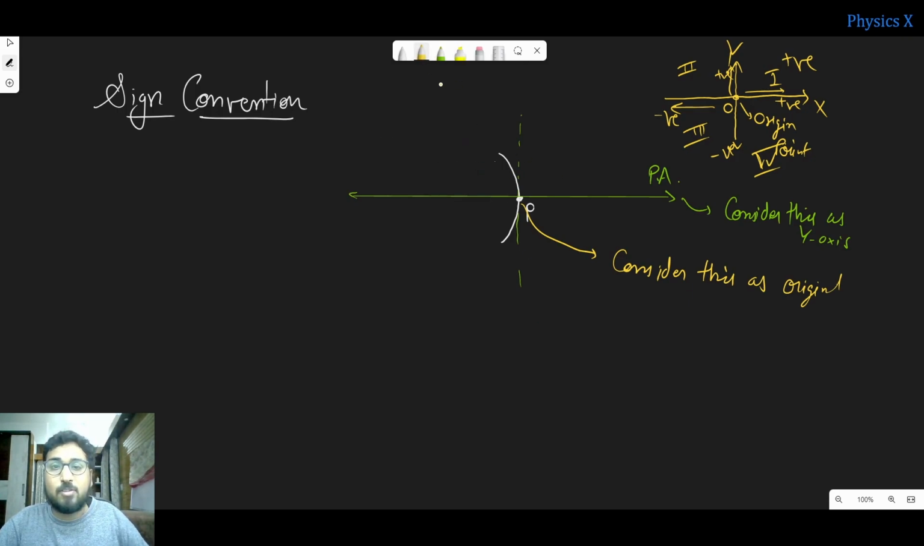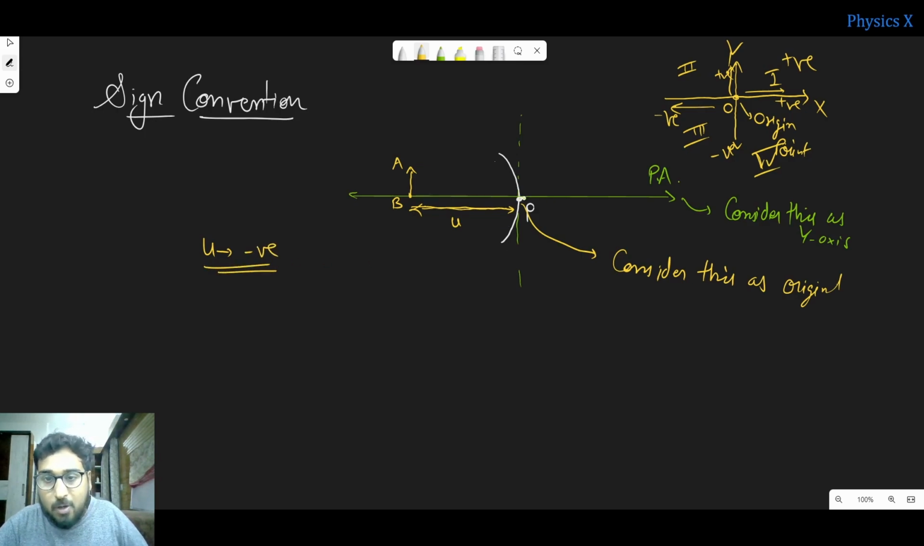So any distance on this side, parallel to this principal axis, right? Any distance like this. Suppose I am taking a point here, I am measuring this distance. Pole is the origin and suppose an object is placed here. Let us say AB object is placed here and this distance is u. So what is the sign of u? Sign of u is negative.